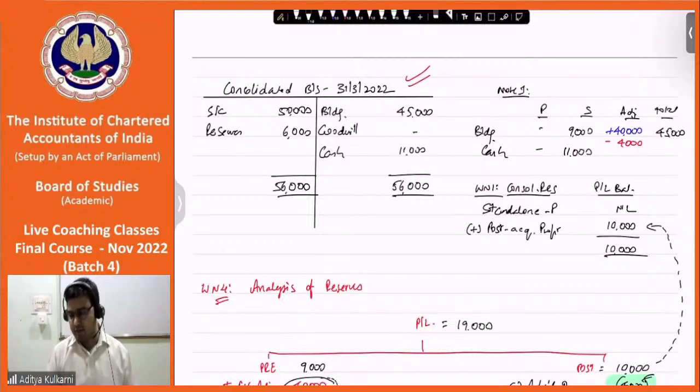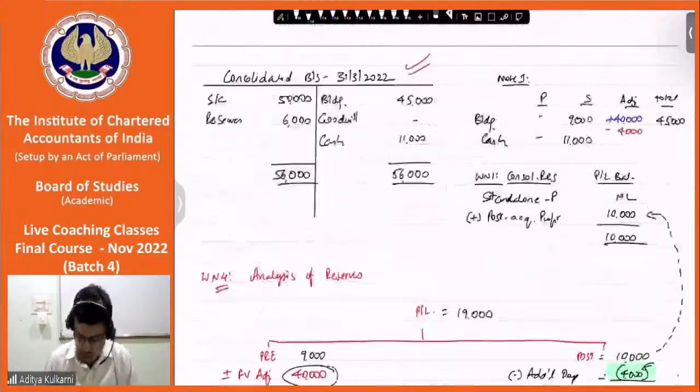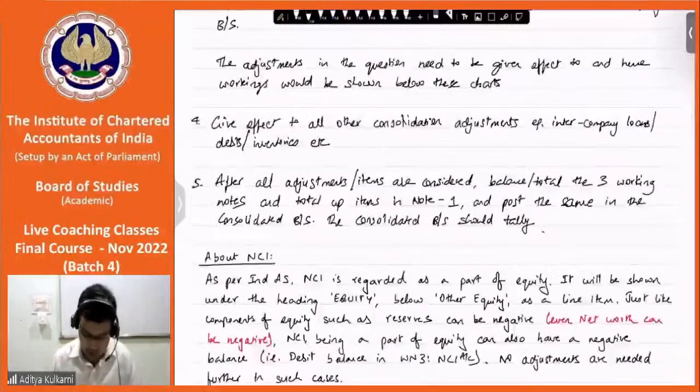Deferred tax adjustments are going to come. How do we do the deferred tax adjustments? We will see that. There are some questions. We will be doing those questions. Okay. Fair enough. So now come to your theory.